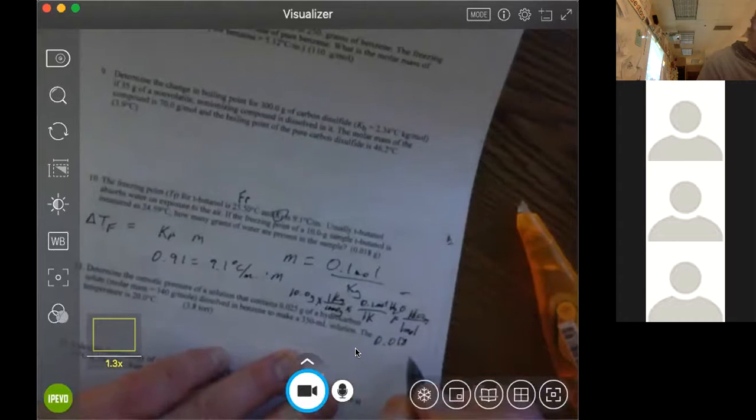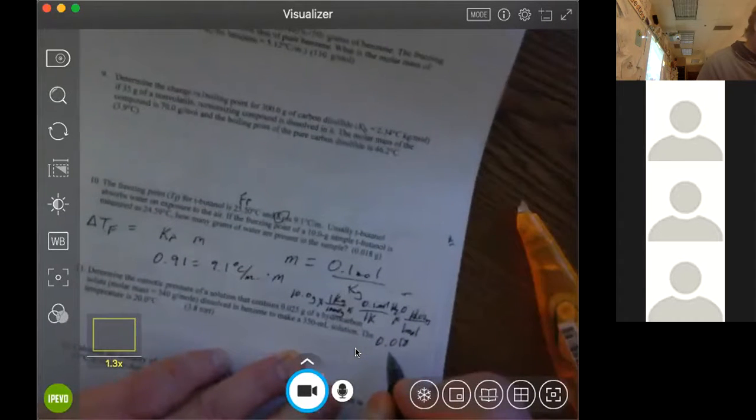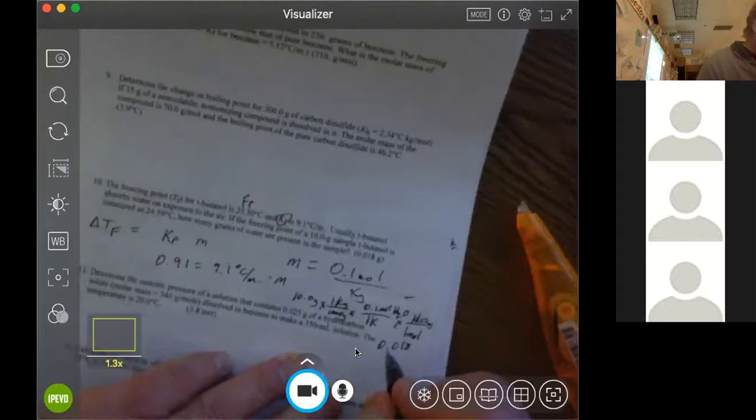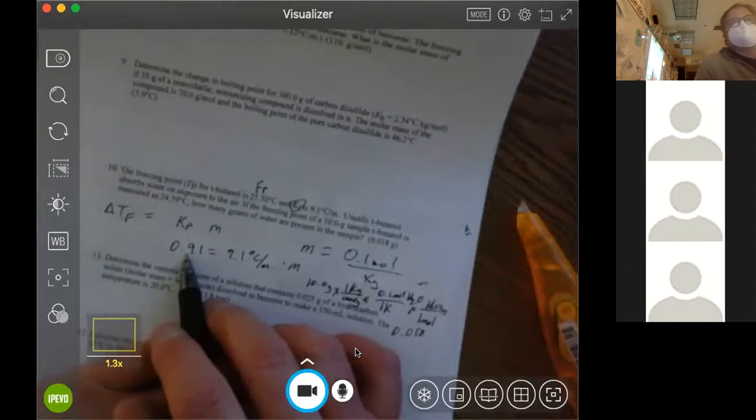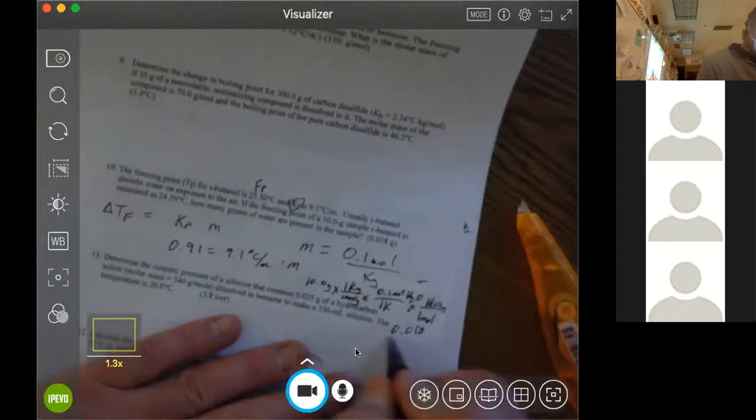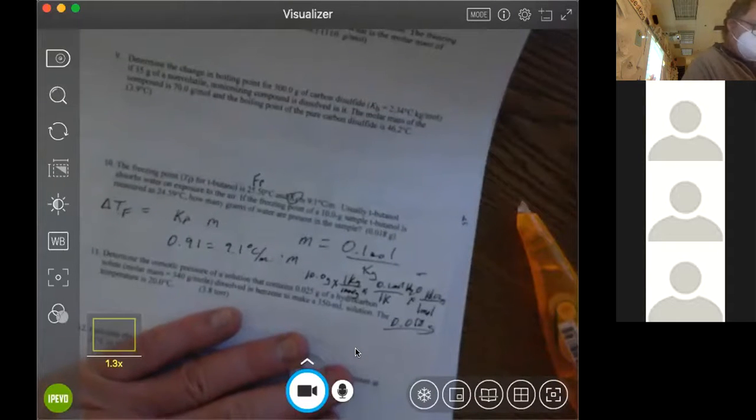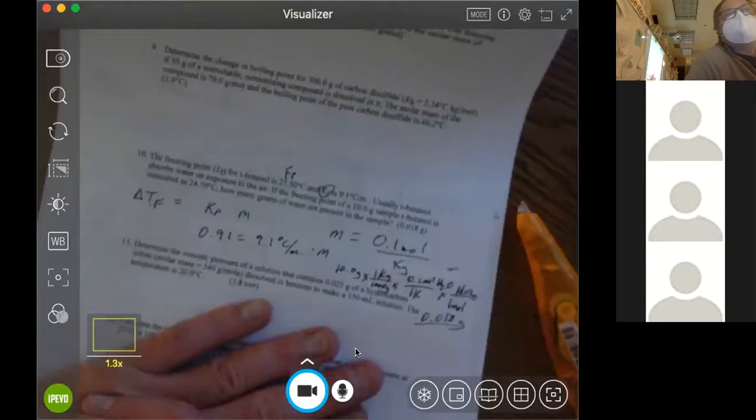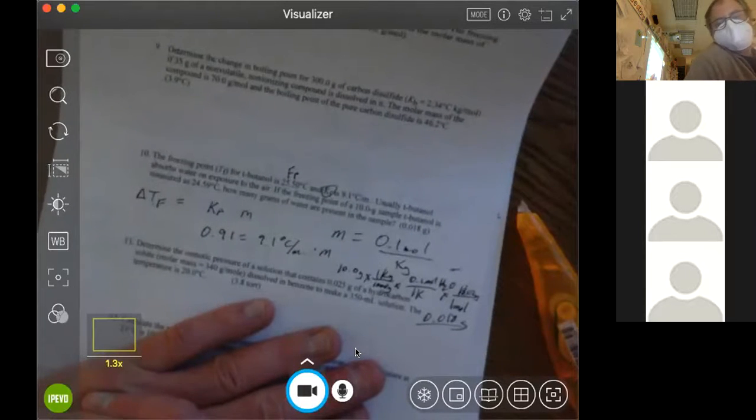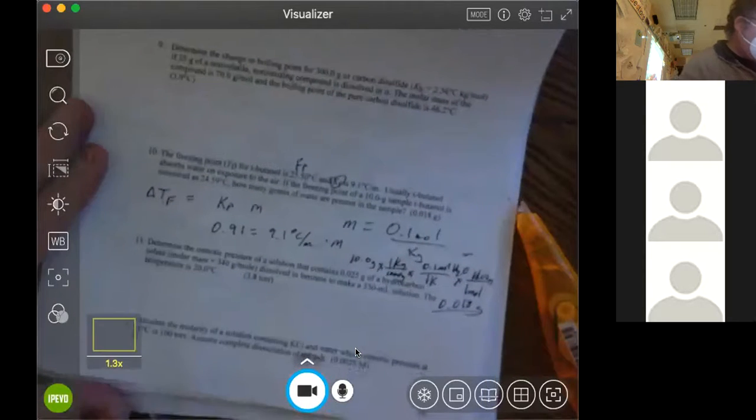0.018, 3 significant digits. Nope, 2 significant digits based off of the subtraction here. So there we go. Yeah, that problem is weird because you're not dealing with water as a solvent, right? If you would have figured that out, you'd have had an easy time with that.